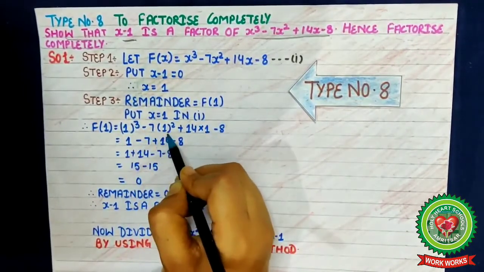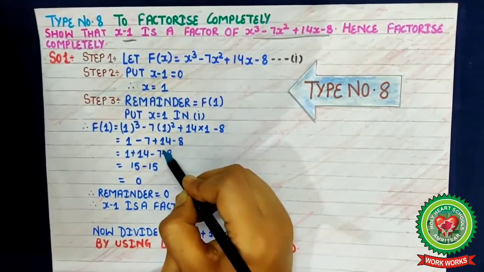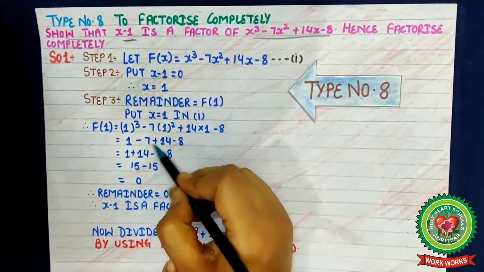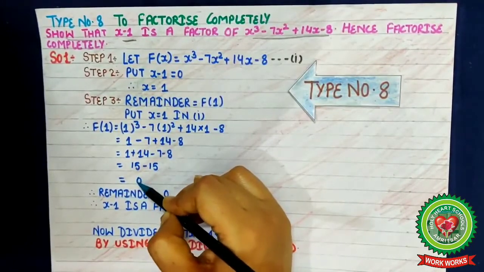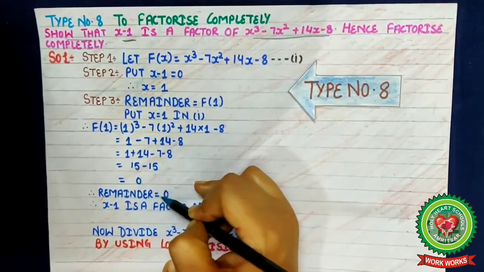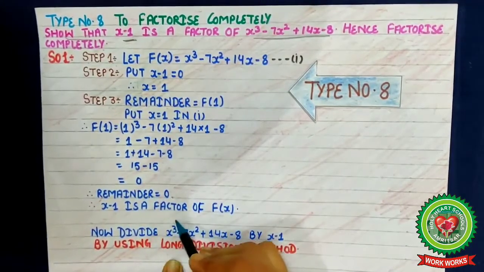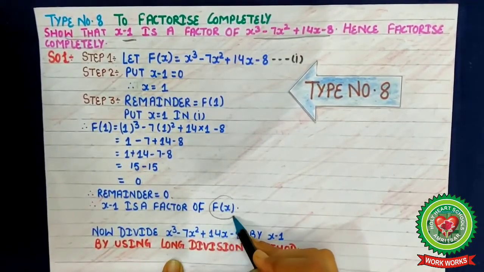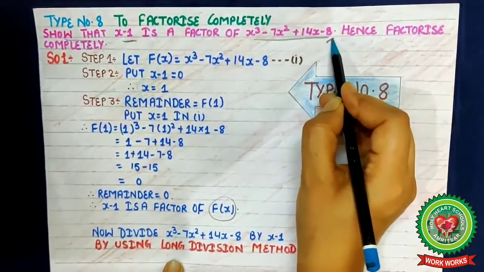1 cube minus 7 into 1 square plus 14 into 1 minus 8. After doing this calculation and collecting like signs, I have got 15 minus 15, which has given me remainder as 0. Now the remainder is 0. Therefore, x minus 1 is a factor of f(x). This completes your first part.